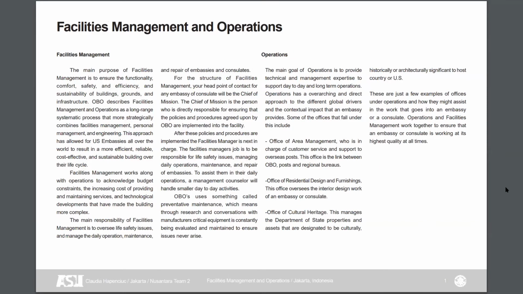Studying deeper on facilities management and operations, facilities management's main purpose is to ensure the functionality, comfort, safety, efficiency, and infrastructure in the building. OBO describes its facility management and operations as a long-range systematic process, which has proven much more effective with cost and sustaining the building over its life cycle. Coming to the operations, the main goal is to provide the technical and management expertise to support day-to-day activities and long-term operations in the embassies.